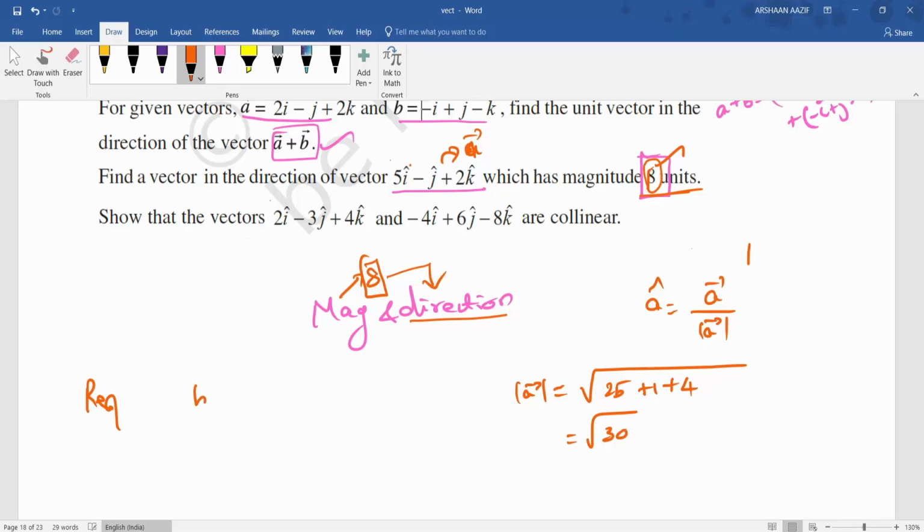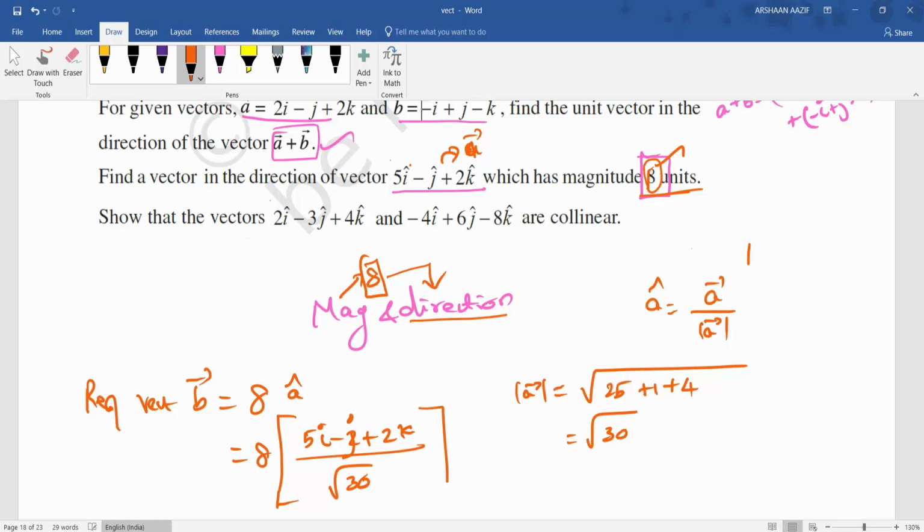You could write this as root of 5 into 6. So we cannot take anything out from the square root, so we'll keep it as root 30. So the required vector should be 8 into a cap, that is 8 times the direction: 8 times (5i minus j plus 2k) divided by root 30. So this is the required answer.